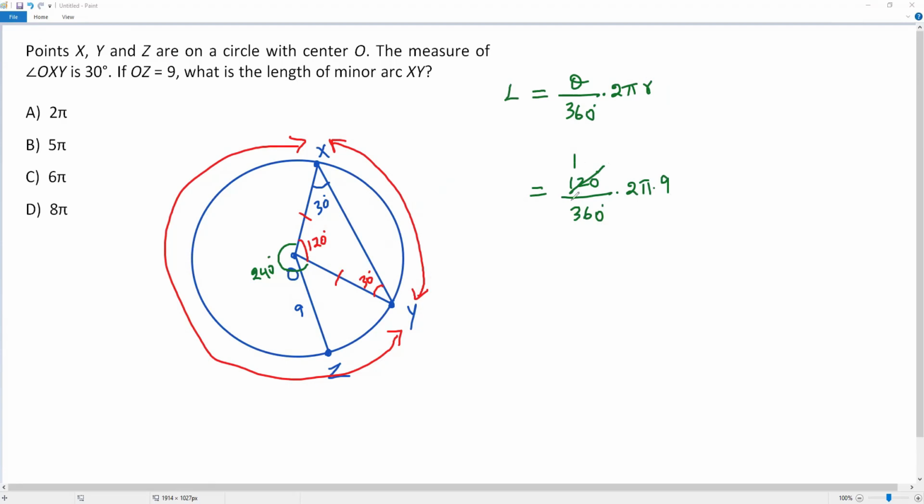120 goes into 120 1 times. 120 goes into 360 3 times. Okay, here 3 goes into 3 1 times. 3 goes into 9 3 times. When I multiply this 2 pi and 3, I am getting 6 pi. Here I got the length of minor arc XY, that is 6 pi. We find 6 pi in answer choice C. The correct answer choice for this question is C.